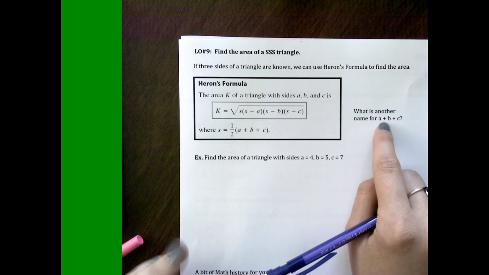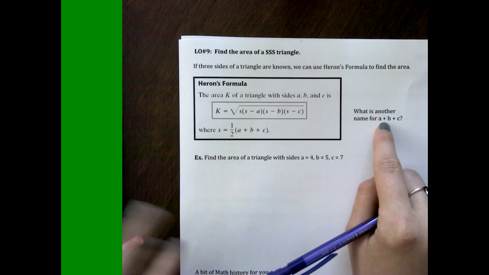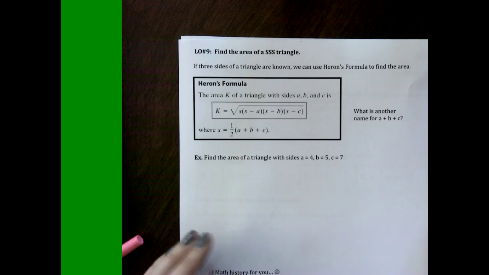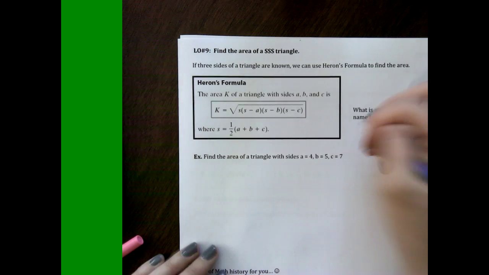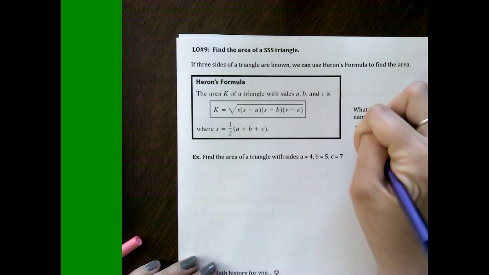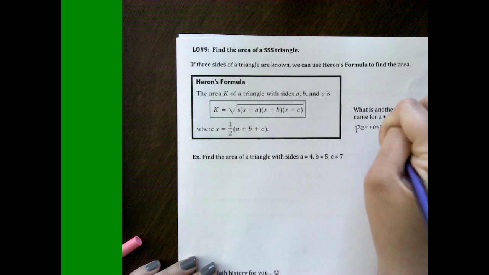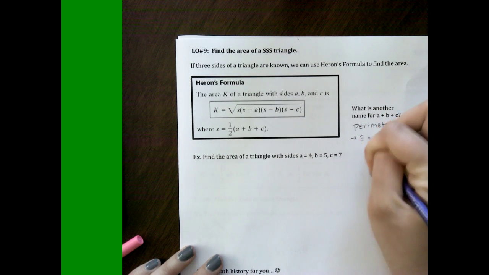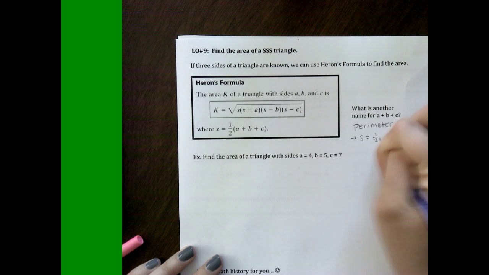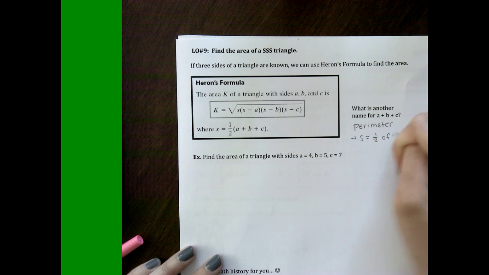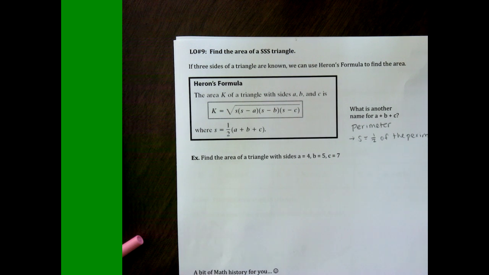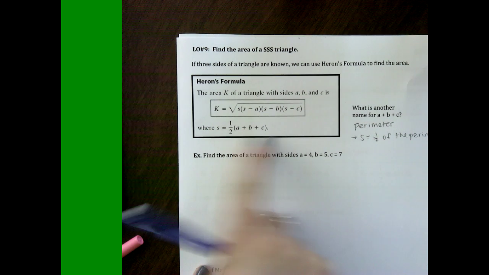So what is another name for A plus B plus C, if those are the three sides? Like, what is that called when you add up all the sides of a shape? Called the perimeter. Which means that S is equal to half of the perimeter. So that might be an easier way to remember what S is instead of memorizing it this way.